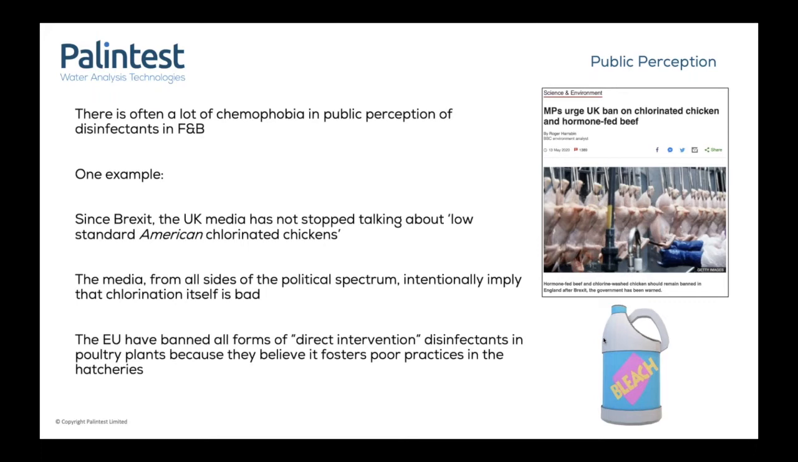The reason that Europe doesn't chlorinate meat or apply any kind of direct intervention oxidant to meat is the EU believe that allowing direct intervention disinfectants during processing then fosters poorer conditions on the live sites, whether that's the hatcheries or the farms. They kind of say that if we've got this safety net at the processing side, that would just encourage the farmers and the hatchers to be more relaxed about their standards. And again, my personal opinion, I don't think that argument holds water.